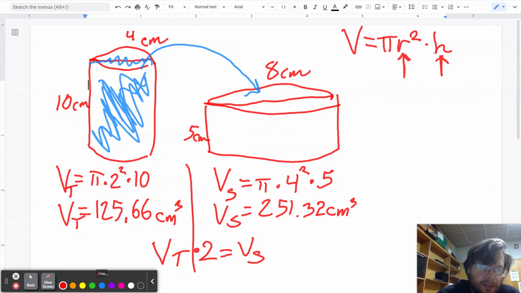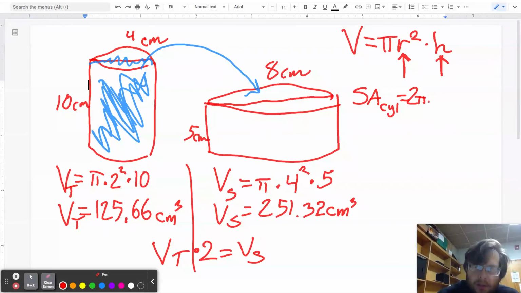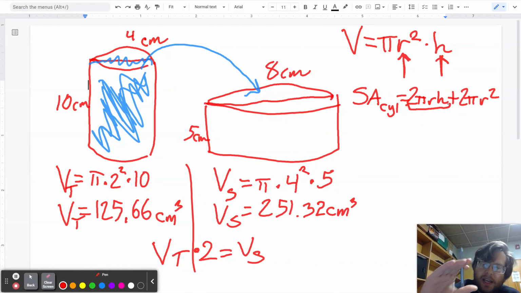Now let's look at just the surface area of them. And I'm going to be a little tricky here because the surface area formula is slightly different than what we're going to use. Surface area formula was 2 pi r h plus 2 pi r squared. And that's the formula because basically you're thinking about this right here is the circumference times the height. That's that rectangle you get if you unwrap it. And then this is the top and the bottom circle.